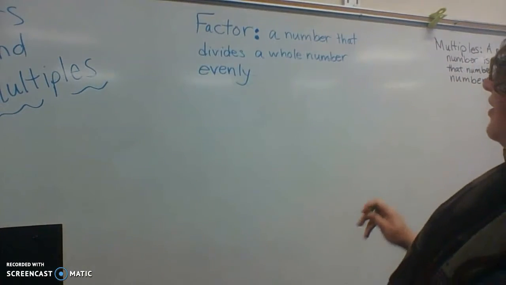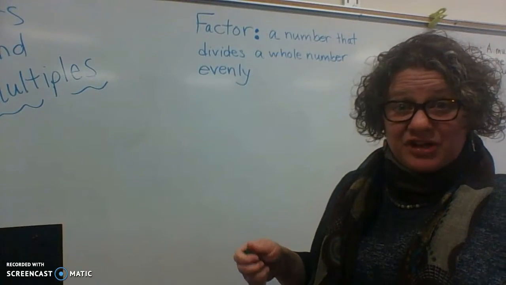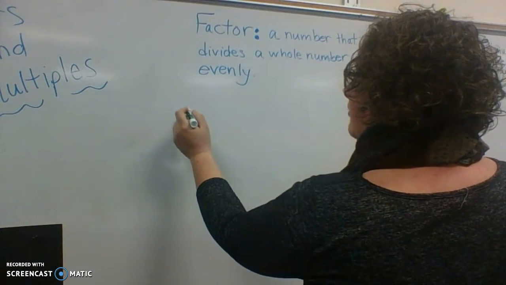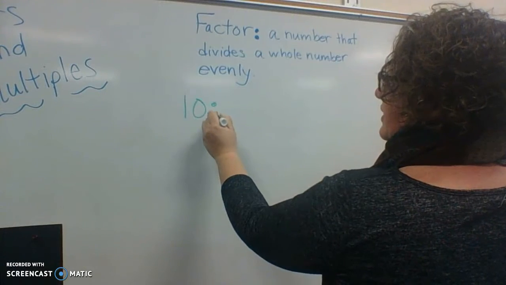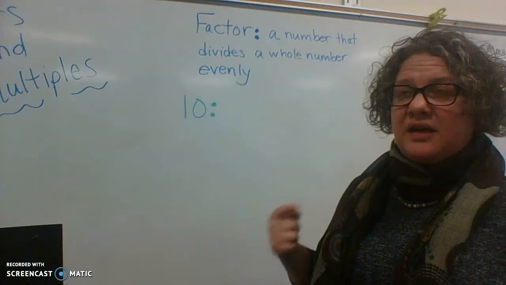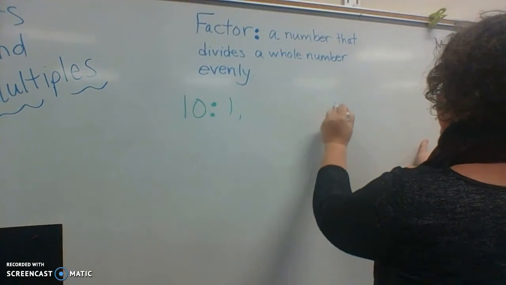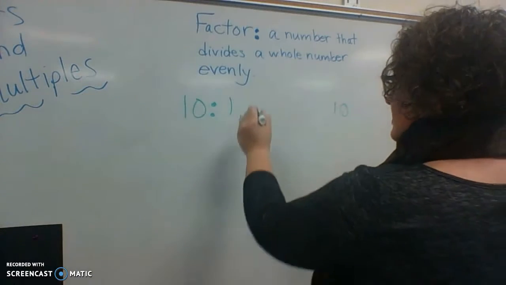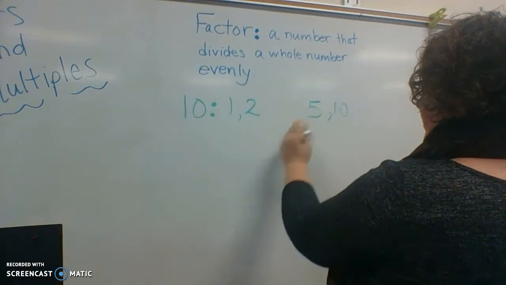Whenever I figure out factors, I like to do what I call a sandwich method. And this is how it goes. Let's say we're going to make the factors of 10. I'm going to start with 1, and I'm going to think, what times 1 equals 10? Well, 1 times 10 equals 10. So we have 1 and 10. And then I think, does 2 go into 10? Yes, it does. We have 2, and 2 times 5 is 10. So I put the 5 there.